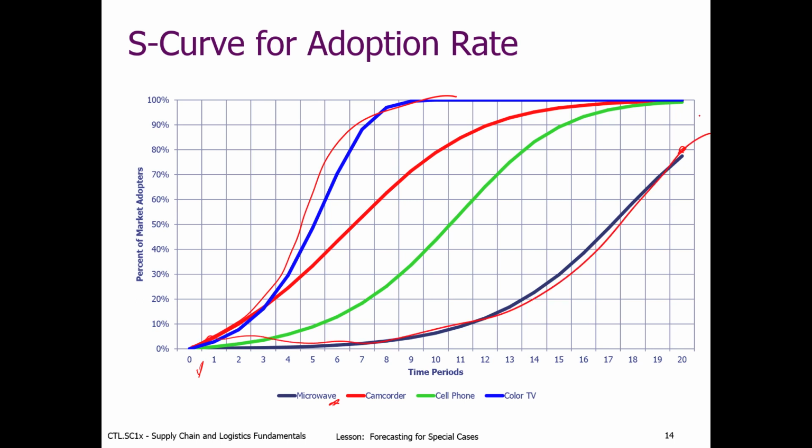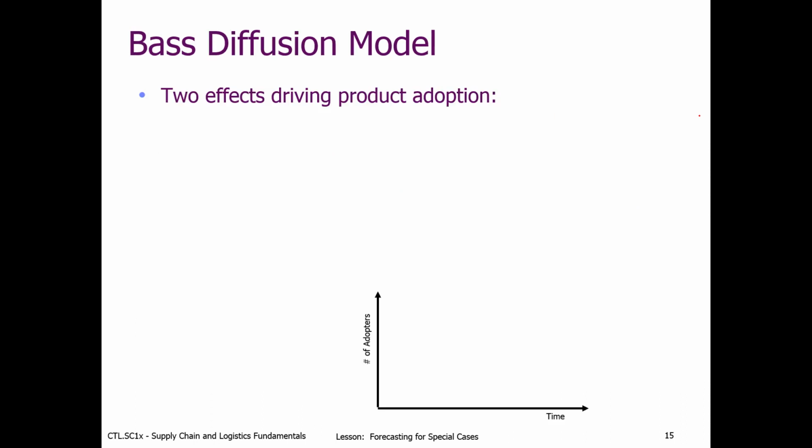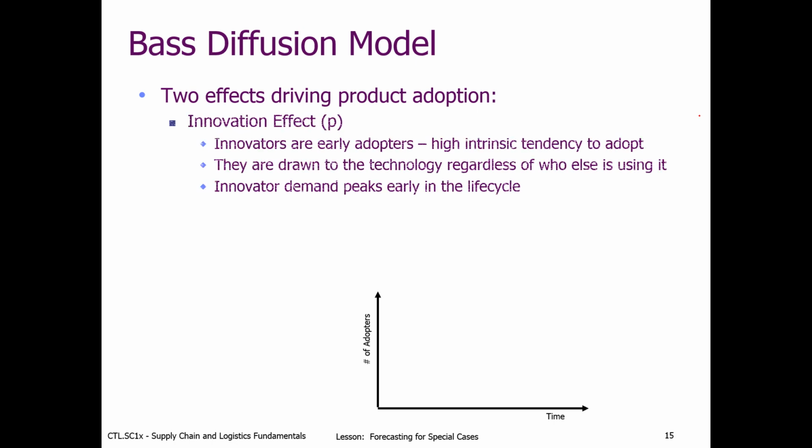And so the typical model that we're going to show here is based on the Bass diffusion model. This was developed by Frank Bass in the late 60s, and it was based on the idea that there are two effects that drive product adoption. The first is the innovation effect. There are people out there that are ready to adopt this technology early. They place a high intrinsic value on the ability to adopt. They don't care who else is using this technology. They just hear about it and they want to adopt it. These innovators tend to come in early and peak early on in the cycle.